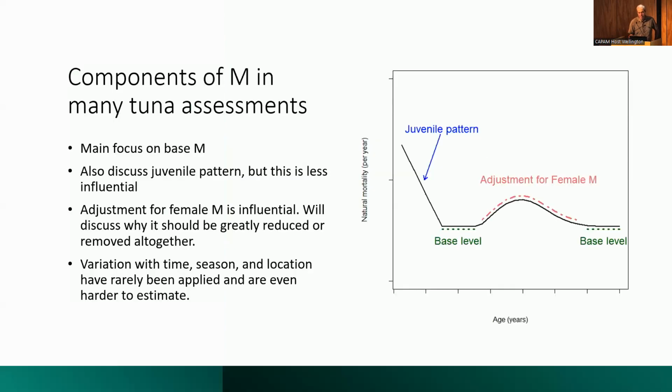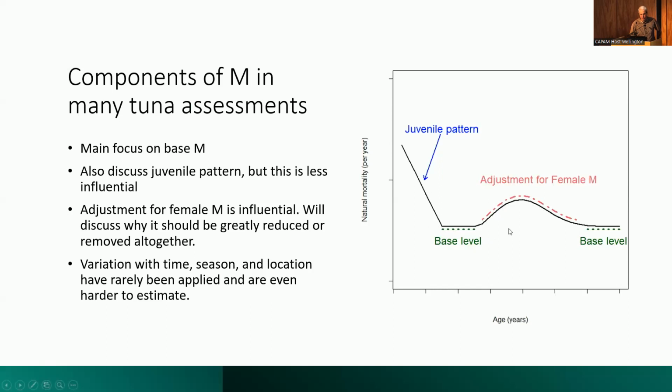So, the various components of M used in many tuna assessments. I'm mainly going to focus on the base level of M here, but also discuss this juvenile pattern that's usually used of declining natural mortality. Many assessments use an adjustment for female M, which is influential because it's increasing the natural mortality of the adults. And I'm going to discuss why it should be greatly reduced or removed altogether.